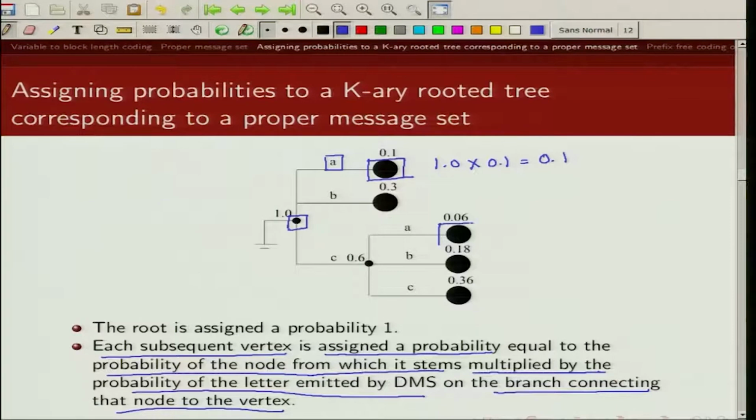Similarly, what is the probability of this vertex? The probability of this node is 0.6 and the probability of occurrence of A is 0.1. So this is 0.6 into 0.1, that is 0.06. So we can find the probability of any vertex. Let's say, what's the probability of this vertex? This is the probability of this node, which is 0.6, into the probability of occurrence of C, that's again 0.6. So this is how we assign probability to a query rooted tree corresponding to a proper message set.